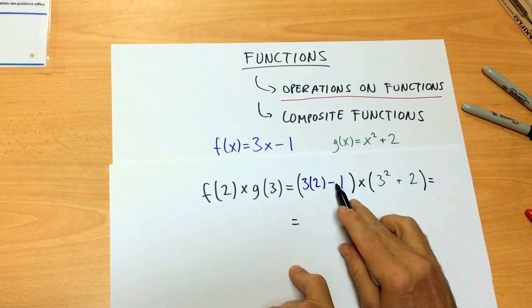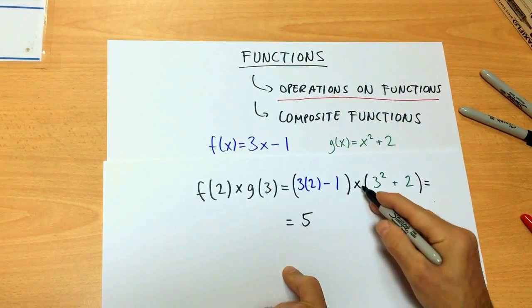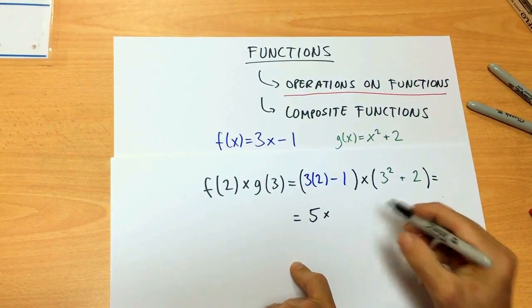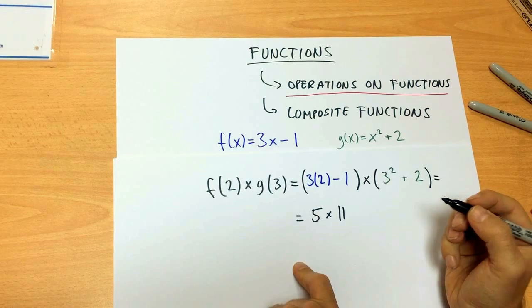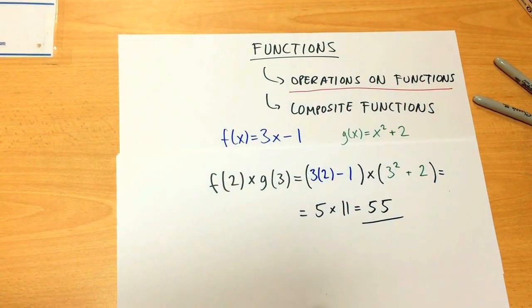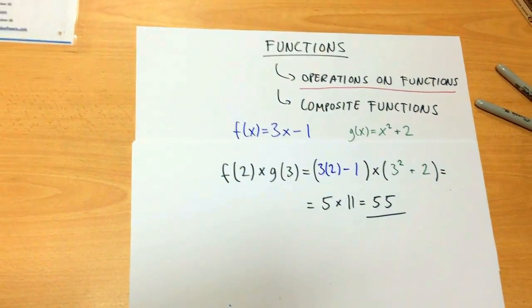3 times 2 is 6. 6 minus 1 is 5. So I will have 5 there. Multiplied by 3 squared is 9. 9 plus 2 is 11. So 5 times 11. This is equal to 55. So this is my answer here, operations of a function in this case.